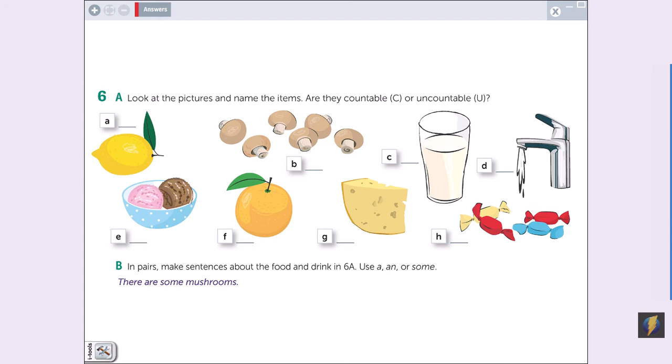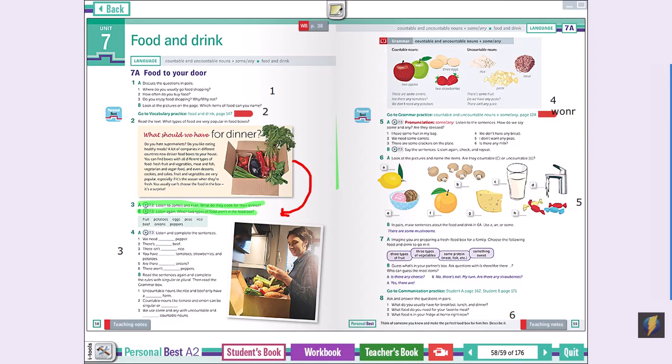So look at the pictures, and here we have different items. We have, for example, lemon, mushrooms, milk, water, candy. Candy es uncountable, okay? Candy siempre va a ser no contable. Cheese, orange, and ice cream. So you need to select if they are countable or non-countable. But you can do this at home, okay? You can do this at home.